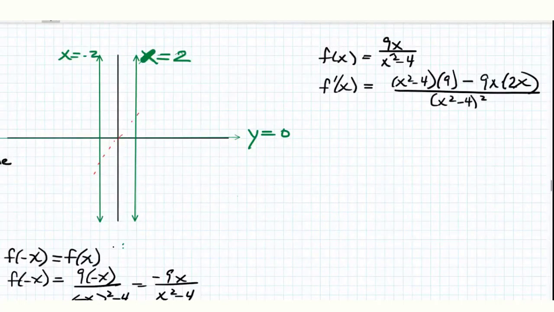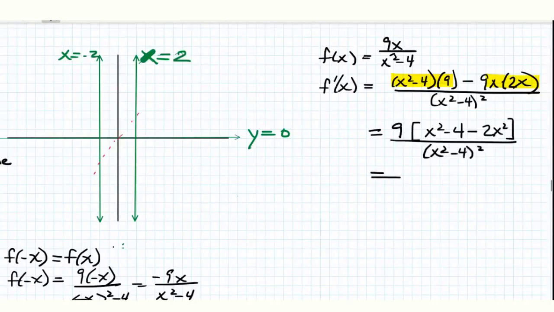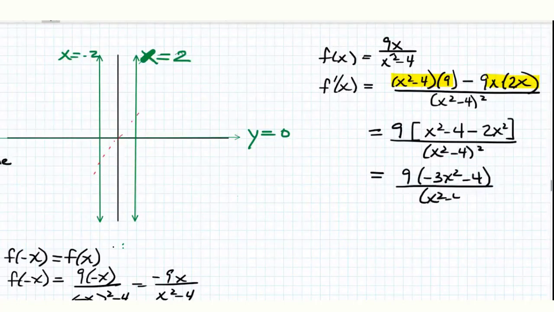Whenever you use the quotient rule, it's a good idea to try and factor the numerator, if possible, before you go ahead and distribute. So in this case, I have two terms here and here, and the only thing I see in common there is the 9. So I'll factor that 9 out, and let's see what's left behind. We have x squared minus 4 minus x times 2x, which is 2x squared. Okay, so that's going to give us 9 times negative 3x squared minus 4, all over x squared minus 4 squared.